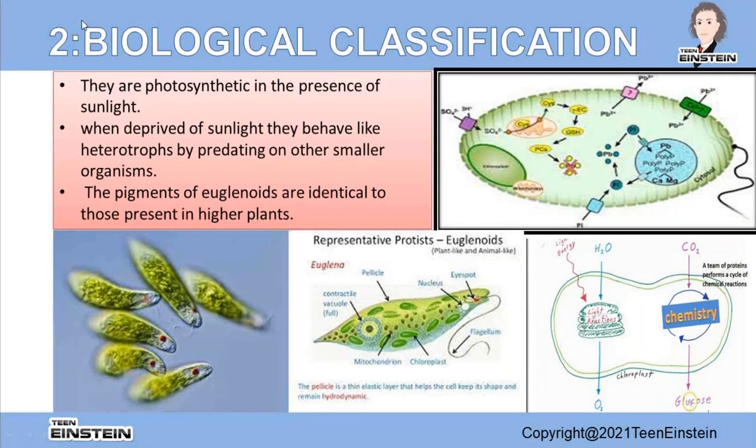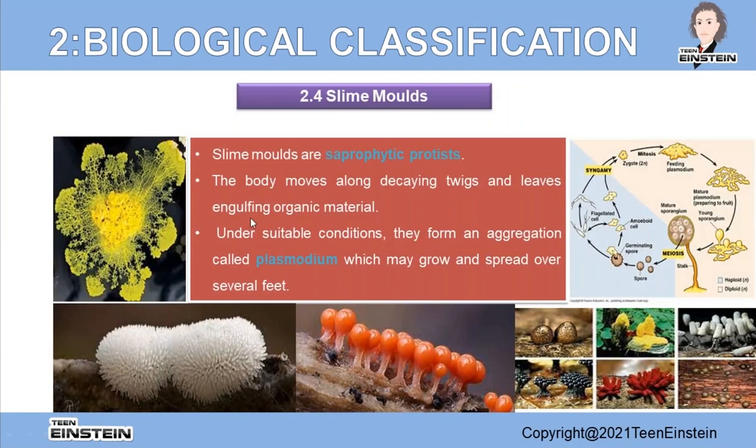For photosynthesis they need a pigment which is present in higher plants. So sometimes they will do photosynthesis, and sometimes they will act as heterotrophs. Next category is slime molds. They are saprophytic parasites.